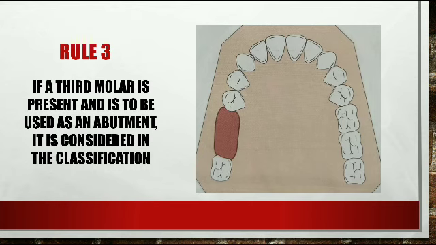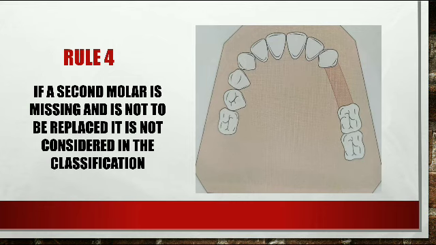Rule number 3 states that if a third molar is present and is to be used as an abutment, it is considered in the classification. See, in this diagram, this is the edentulous space and a third molar is present on both sides. And we intend to use this third molar as an abutment. So, this third molar will be considered in the classification. But if this third molar had been absent, and we would not intend to replace it, then this Kennedy would be class 2 instead of class 3. Now let us move on to rule number 4.